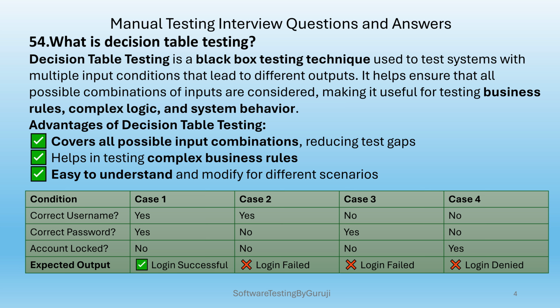Case 3: correct username, no. Correct password, yes. Account lock, no. Expected output, login fail. Case 4: correct username, no. Correct password, no. Account lock, yes. Expected output, login denied. So after multiple attempts, it should lock our account. So this is all about decision table testing. Let's move to another question.